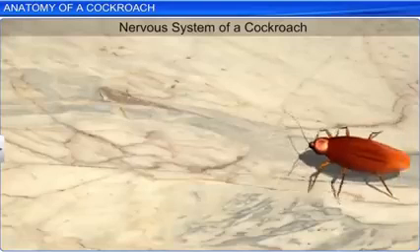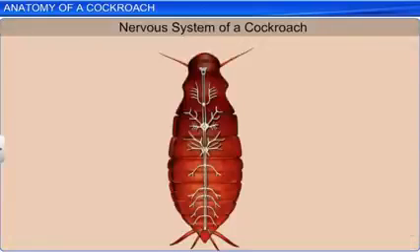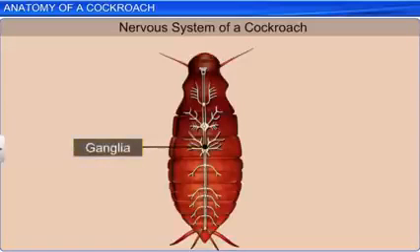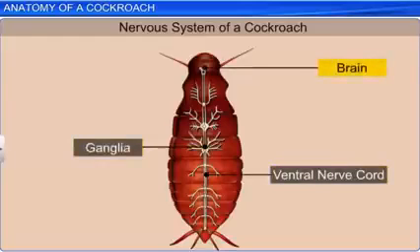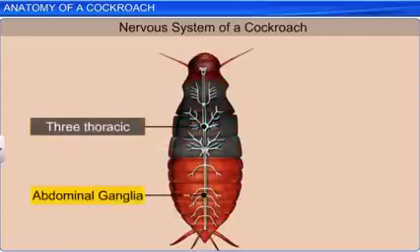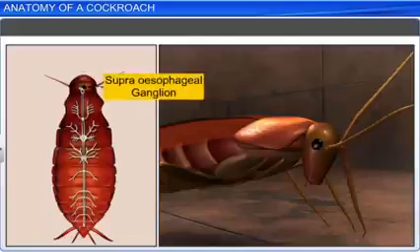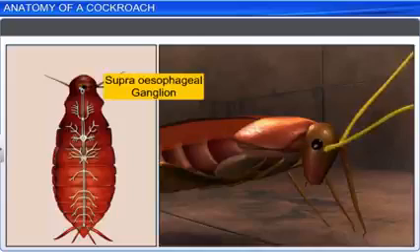The nervous system is also a part of the anatomical study. In the cockroach, this system consists of a series of ganglia in each segment, which is attached to a ventral nerve cord and a brain. There are 3 thoracic ganglia and 6 abdominal ganglia. In the head, the supraesophageal ganglion represents the brain, which supplies nerves to the antennae and the compound eyes.